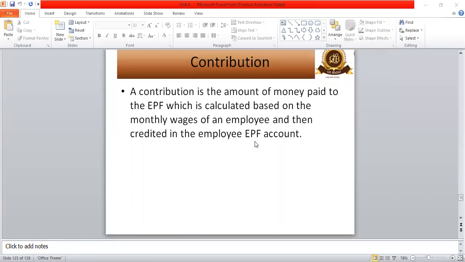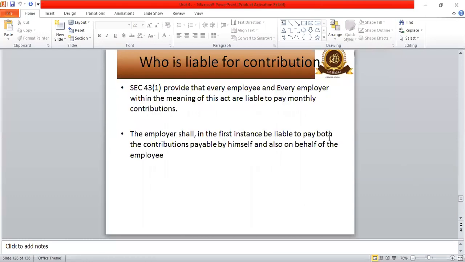Next, what we are going to discuss is who is liable for contribution. I hope all of you know that employer and employee both are liable to make the contribution to the PF fund. Section 43(1) provides that every employer and every employee within the meaning of this act are liable to pay a monthly contribution. That means every month your salary gets deducted for PF, your final salary comes to your bank account, and the deducted amount for PF goes to the PF fund.